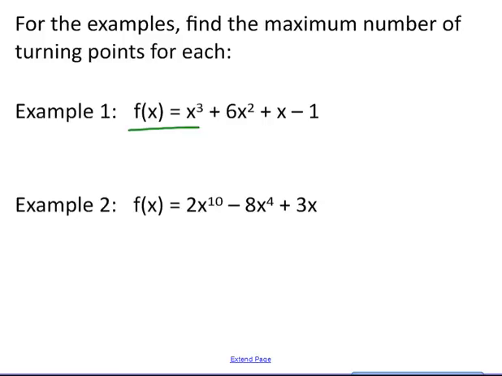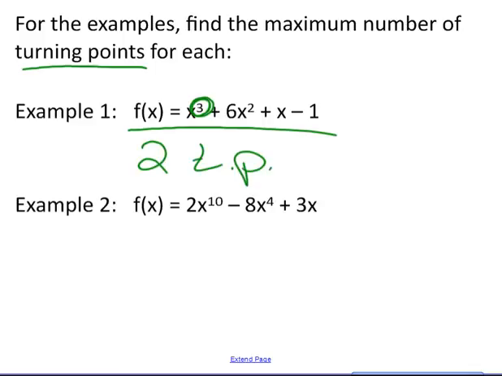So let's take a look at example 1. We have f of x is equal to x cubed plus 6x squared plus x minus 1. We need to figure out the maximum number of turning points. So we look for the degree, that's the highest power of x. In this case it has degree 3. So 1 less than 3 would be 2 turning points. I would have at most 2 turning points. Example 2, f of x is equal to 2x to the 10th minus 8x to the 4th plus 3x. The degree is 10, the highest power of x, so 9 turning points.